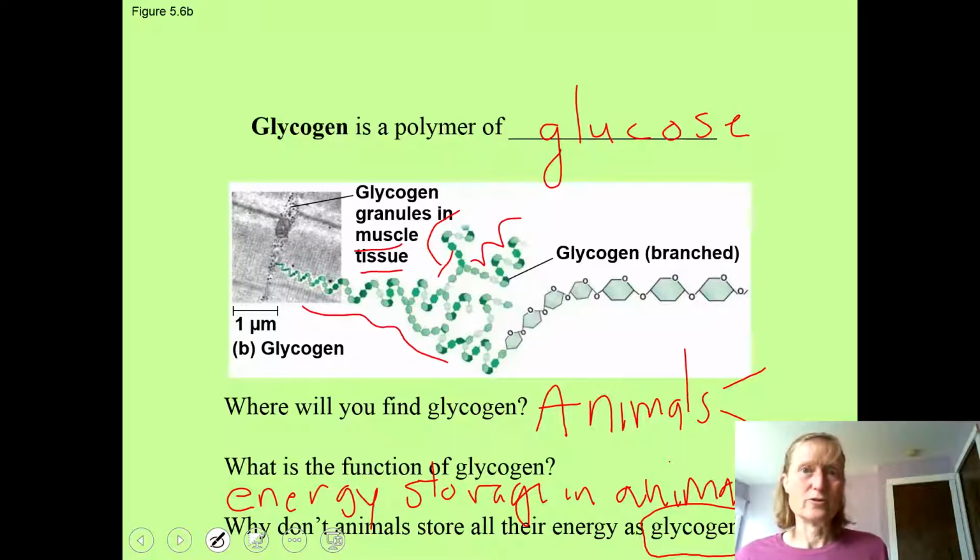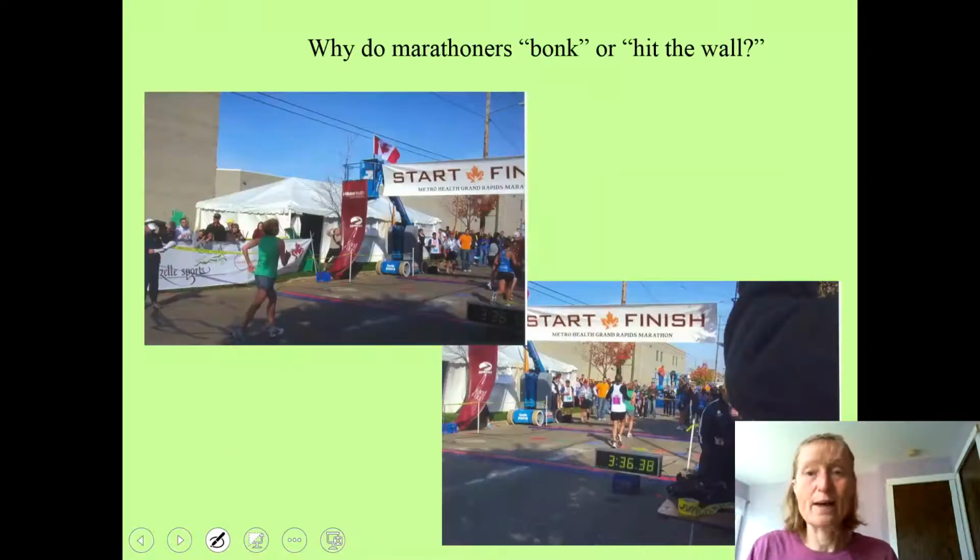And that's important for animals who move around. We have to move that storage around. We don't want to store all of our energy as big fat tubers somewhere. Okay. All right, so glycogen is a polymer of glucose. It's found in animals, and it's a great form of stored energy, but it's not the way that we store all of our energy. One more comment about that.